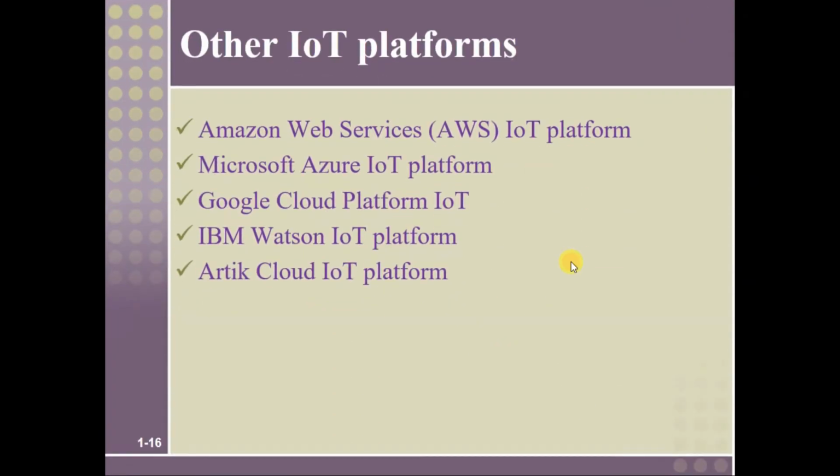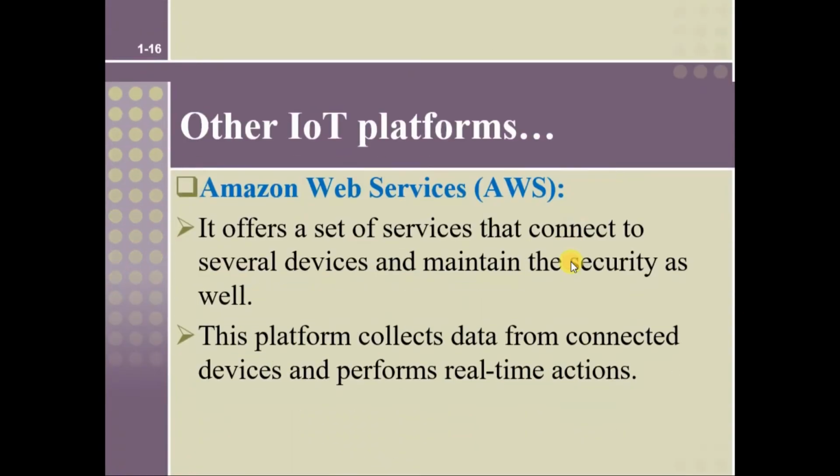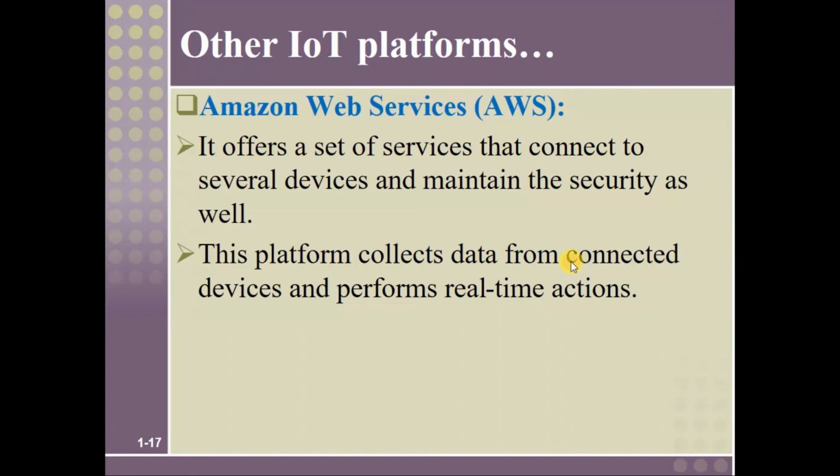There are also other IoT platforms that you may see if you Google the internet. The first one that you may come across is the Amazon Web Services IoT platform. The second one is the Microsoft Azure IoT platform, then Google Cloud Platform IoT, IBM Watson, and Arctic Cloud IoT platforms. Let us see some of them. The first one is the Amazon Web Services IoT platform.